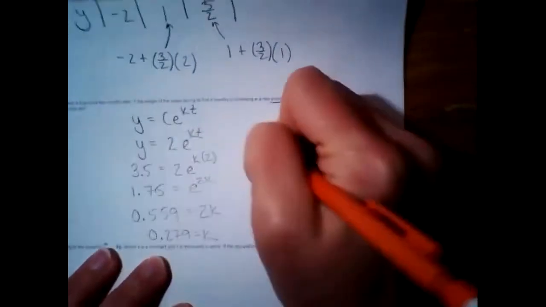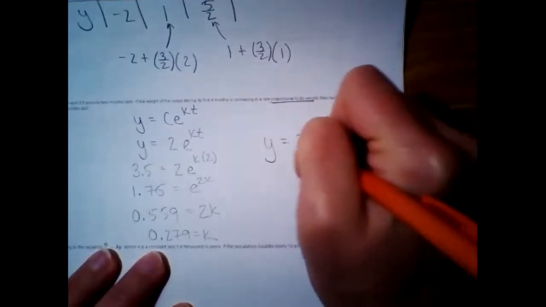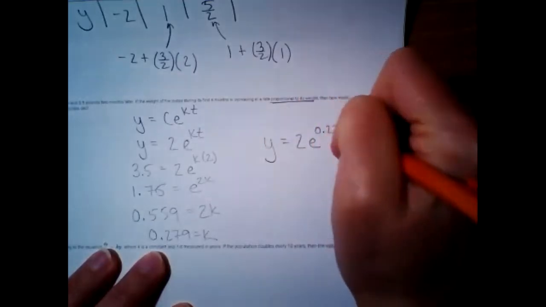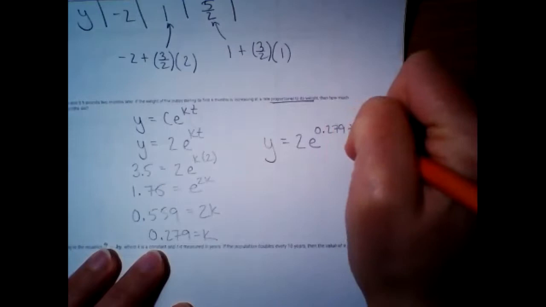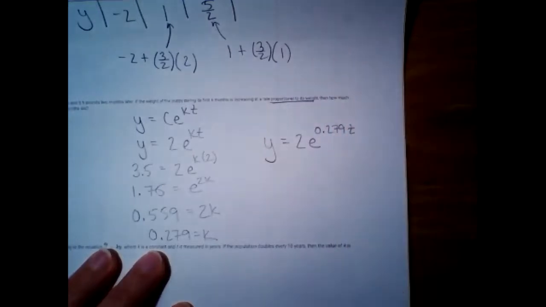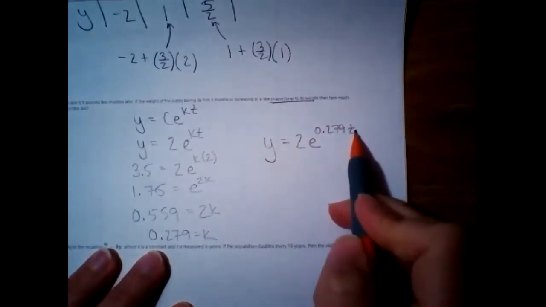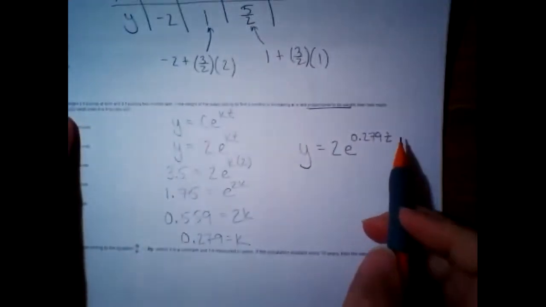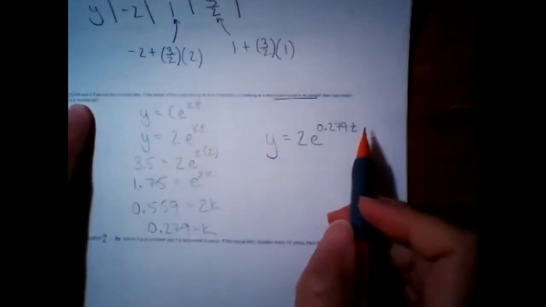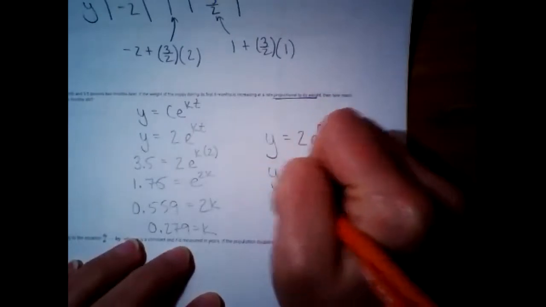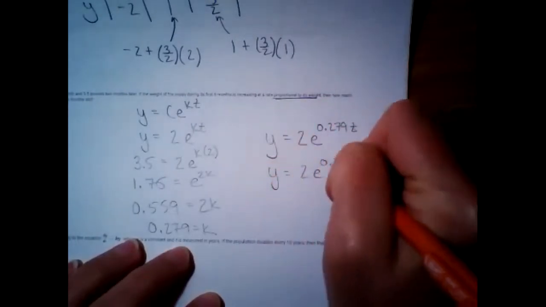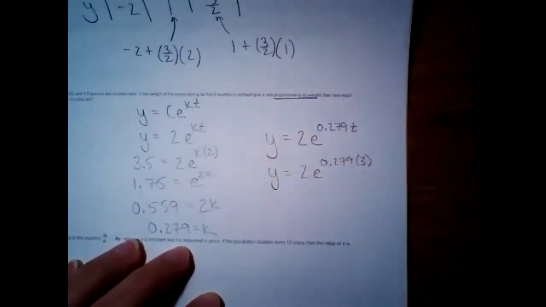And so my equation is y equals 2e to the 0.279 times time. And then they're going to ask us what is the weight at a certain time. So let me see what we're plugging in for that. What is the weight of the puppy when it is 3 months old? So we're going to put in 3 for time and get our answer.